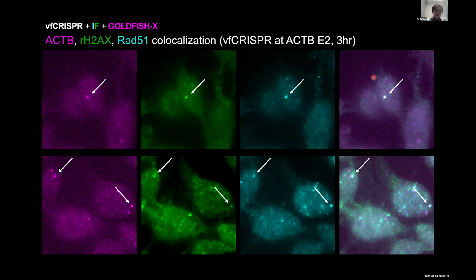If we zoom into this data, we can see that the cut site colocalizes with the DNA break marker gamma H2AX, and you can also see Rad51 accumulates around the cut site, so it shows the DNA repair machinery was actually recruited to the cut site after 3 hours of the introduction of the break. There's a 3-color colocalization here. You can see there are more examples in different cells.